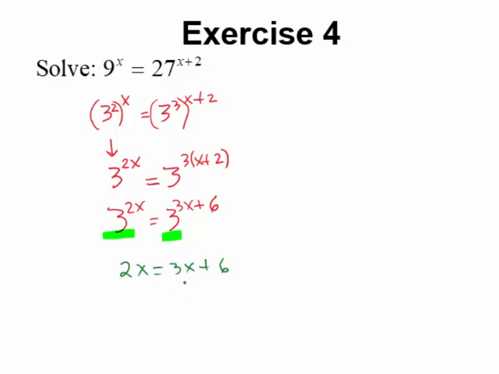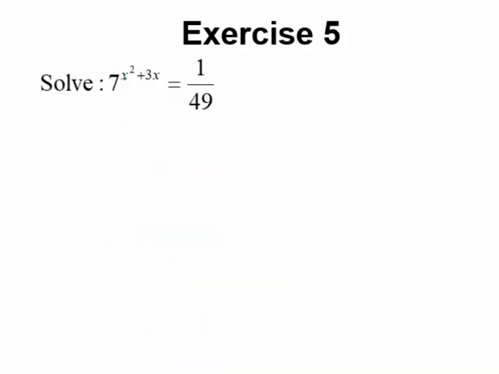And if we solve for x, we just take off 3x from both sides, which means minus x is equal to 6. Multiplying both sides by negative, you say x is equal to negative 6. So that's your solution. And you can always go and check your answer. Plug it back into the equation. Okay? All right. Here we've got another problem where the base will be 7.